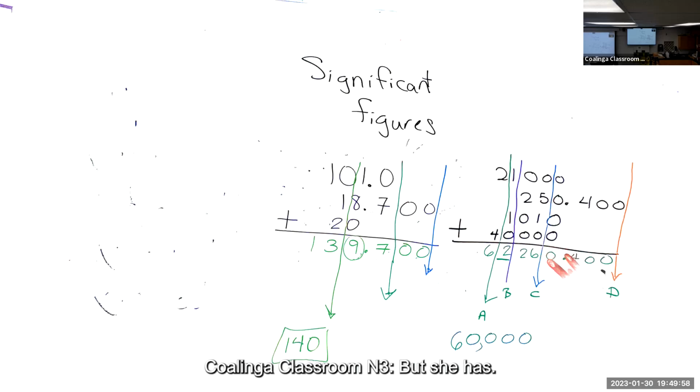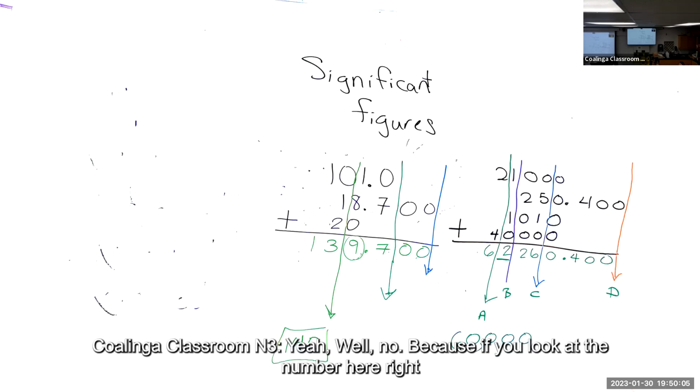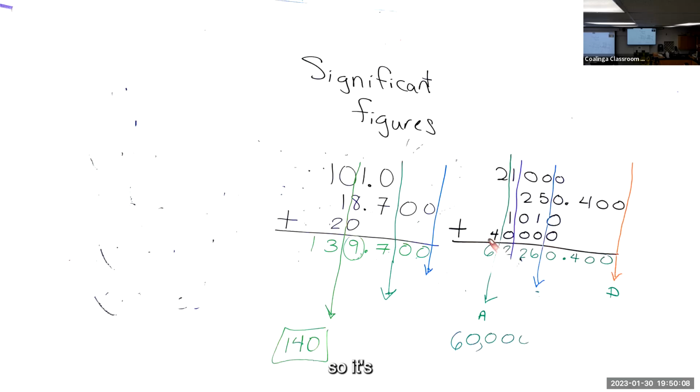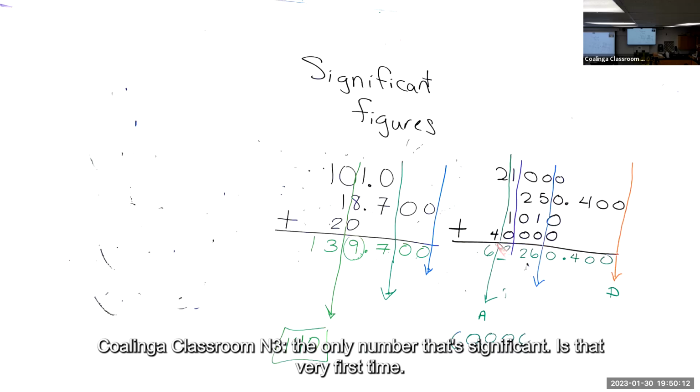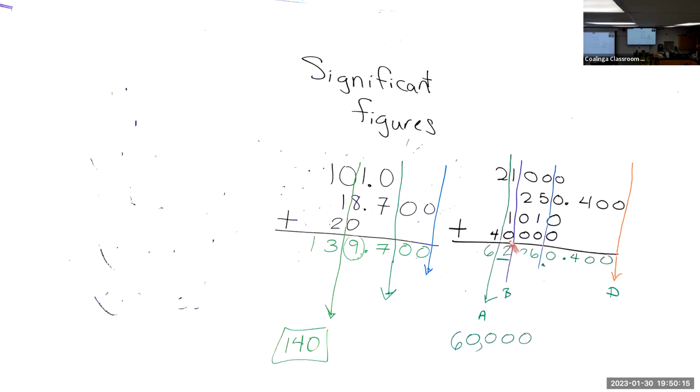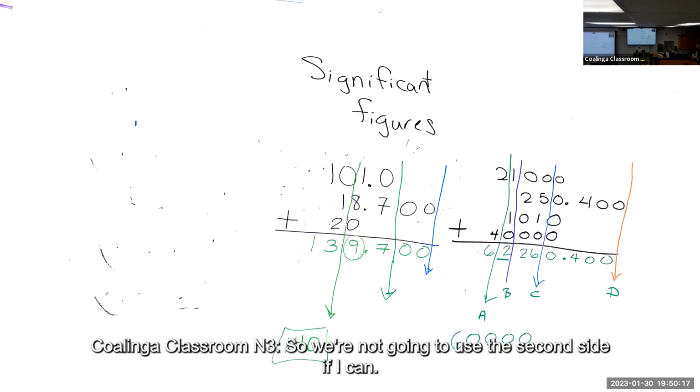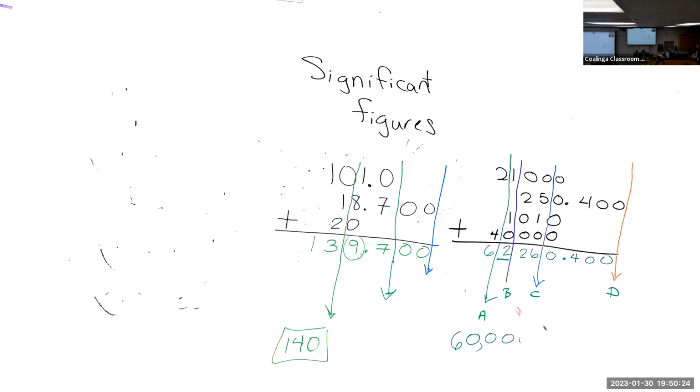But you said that's significant, that 2 next to it, the same thing. Well, no, because if you look at the number here, it's 48,000. So the only number that's significant is that very first number. This one has 2 numbers, right? So we're not going to use the second one. We're not going to use B to round up. We're going to use this one, because this number was the least significant.